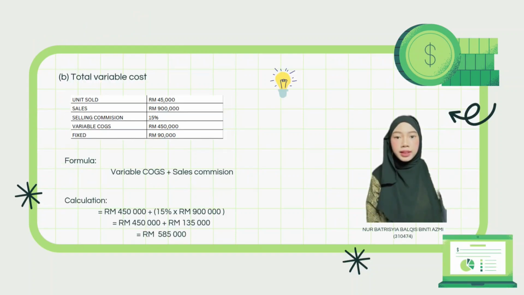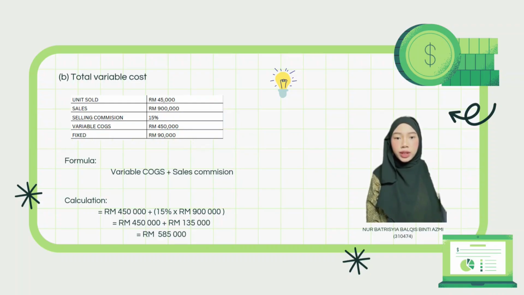Next, I will be presenting the calculation for the total variable cost based on our current sales data. To find the total variable cost, we use a simple formula. Total variable cost equals variable COGS plus sales commission. Now, let's go through the calculations.